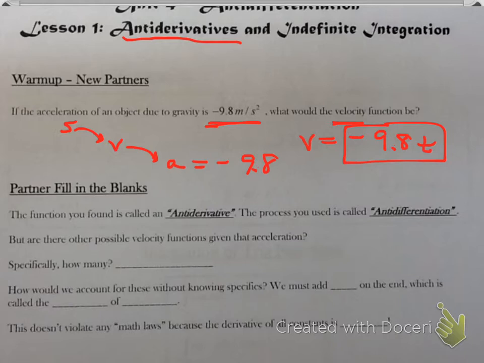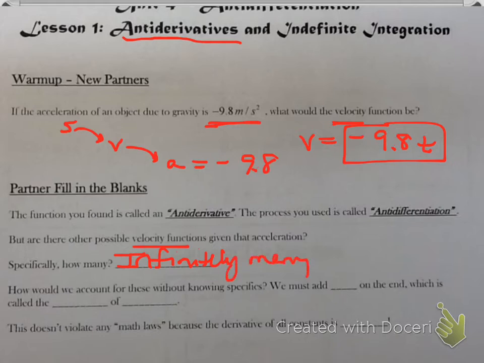So the idea here is to figure out not only what an antiderivative is, but exactly how do I find one. So as you can see here in the fill in the blanks, what we did was find an antiderivative, and the process we used, as you can imagine, is called antidifferentiation. So if you think about it, how many other possible velocity functions could we have had there? Well, really, the answer is infinitely many.